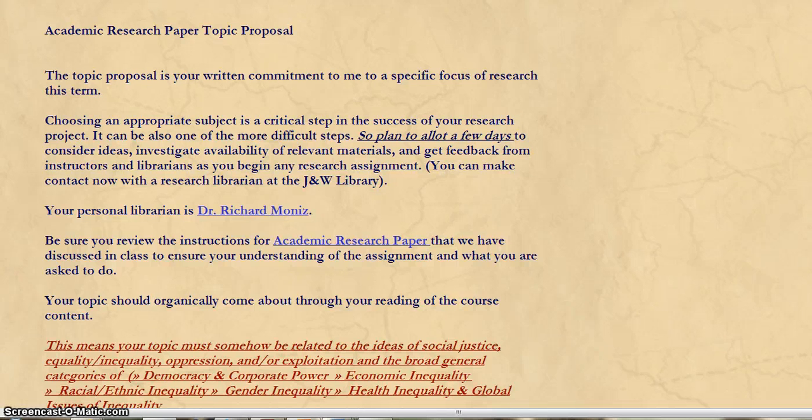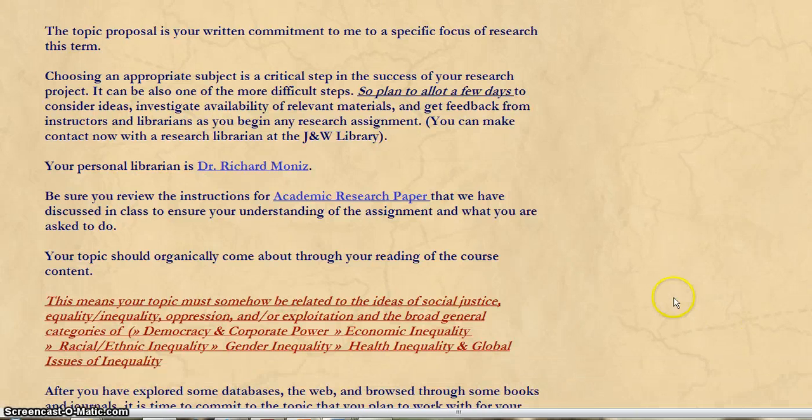Essentially, what you want to do is take a look at the instructions that I have here online for you and look at those very carefully. But before I go into the specifics about the proposal itself, let me just remind you, if you look here, for instance, you'll have the contact information for your own personal librarian, Dr. Richard Moniz, in the library.